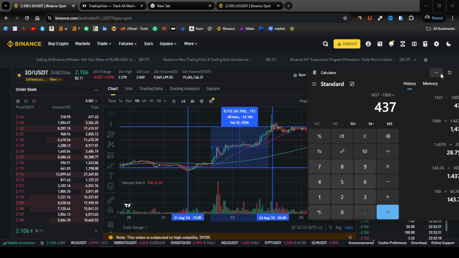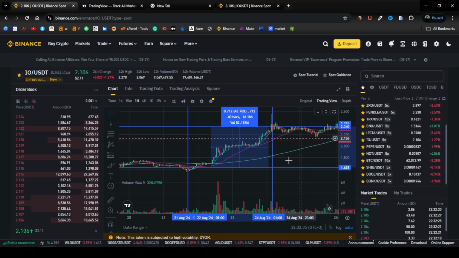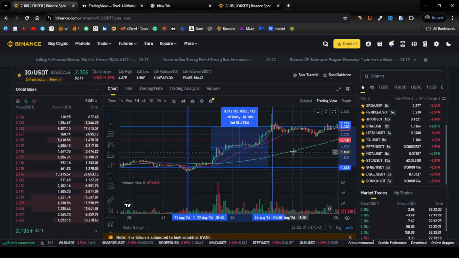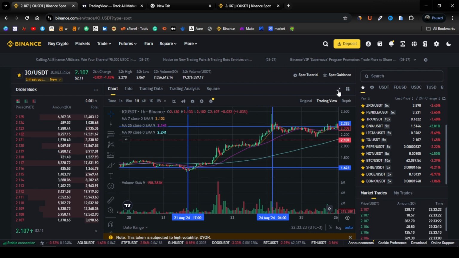All right, so I'm going to show you a very simple technical analysis that you can do to tell when to buy a coin and when not to buy, or maybe when to buy and when to sell. So on this chart, I'm going to add 2 indicators which are very simple.